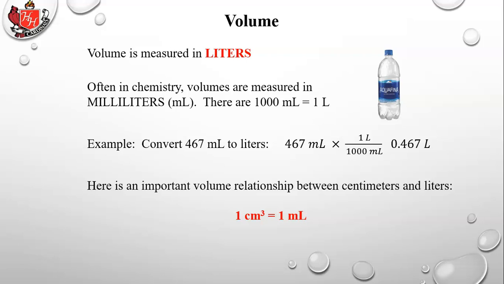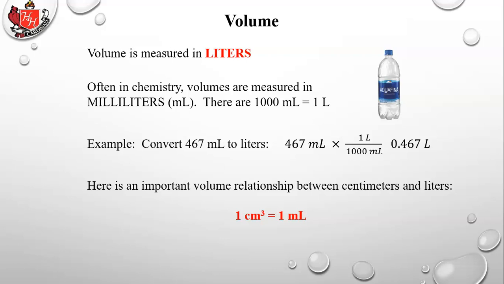So convert 467 milliliters to liters. 467 milliliters times 1 liter for every 1,000 milliliters will give you 0.467 liters. A shorthand for that is to go from milliliters to liters: just take the decimal place and slide it 3 places to the left. So you go from 467 to 0.467.